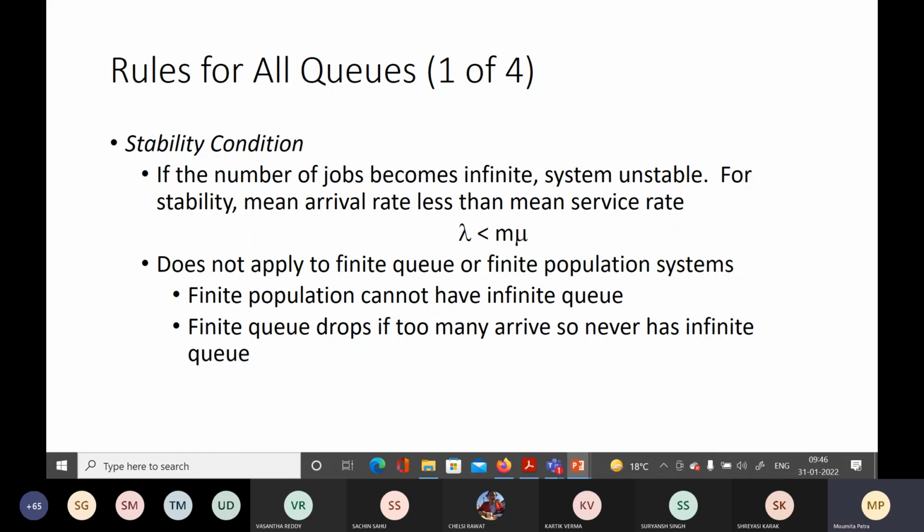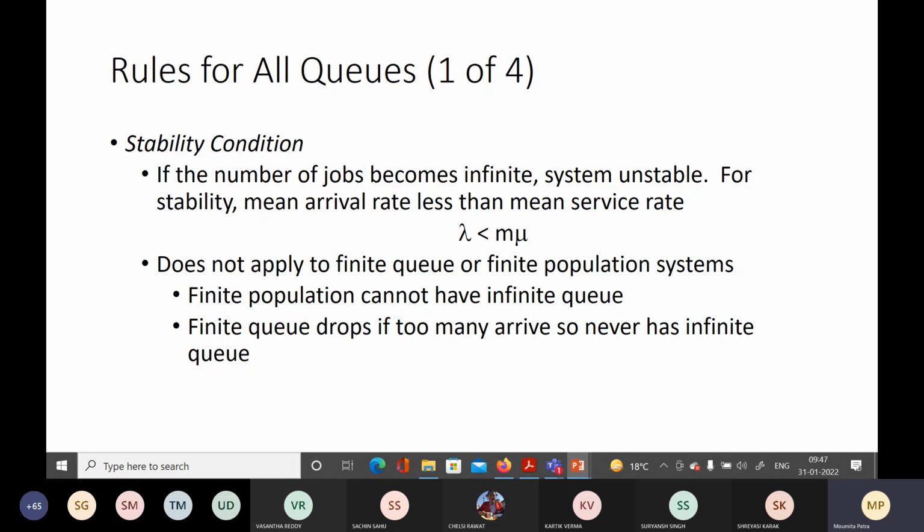First, if your number of jobs becomes unstable, becomes infinite, that means at any time your server cannot serve it in a finite amount of time, so your system will become unstable. In order to analyze a system, we need to find its stability condition. First we need to know that this system is stable, and then we will analyze it. So for stability of a queue, the condition needed is that lambda should be less than m mu.